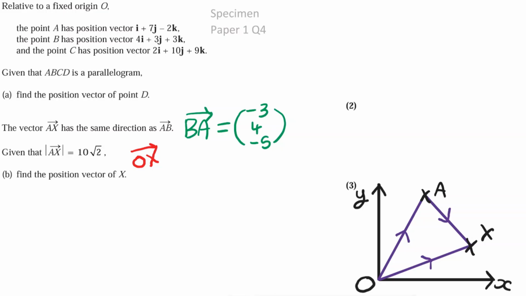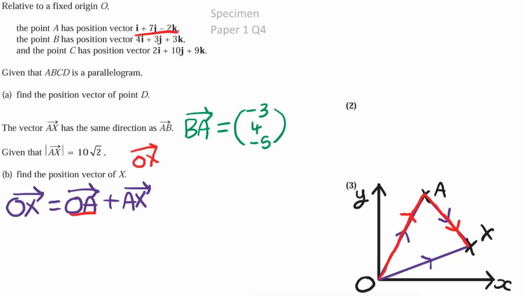So if we go in this direction here from O to A, so this is the vector OA, and then if we go from A to X in this direction, we can see that the vector OX is equal to OA plus AX, okay? We know what OA is because we're given this in the question, so we need to find what AX is in order to find out what OX is, okay?